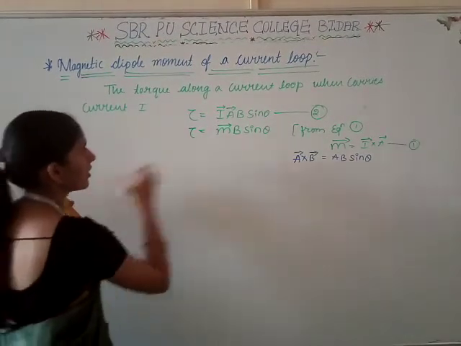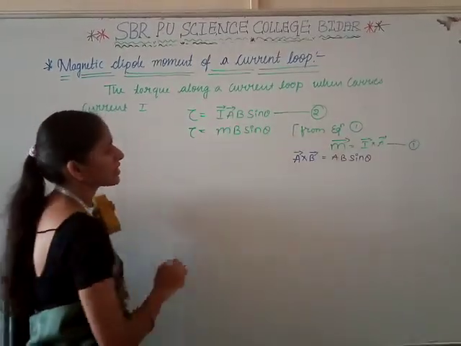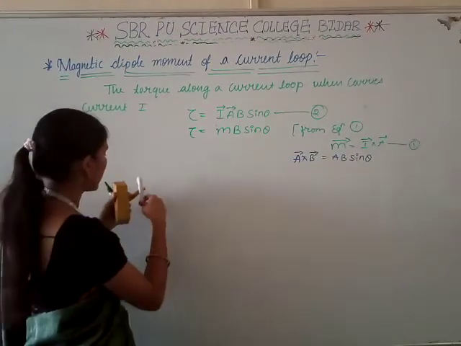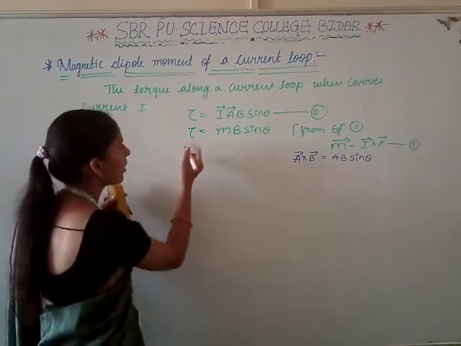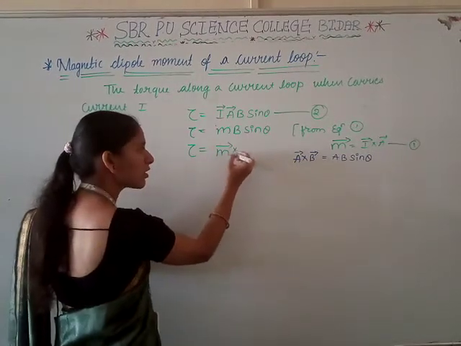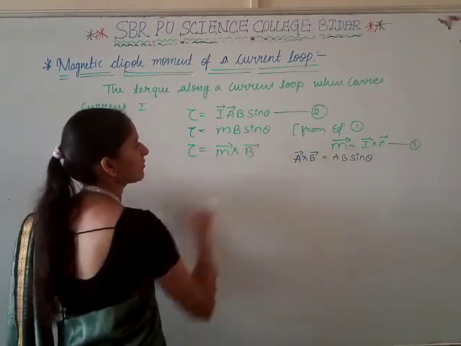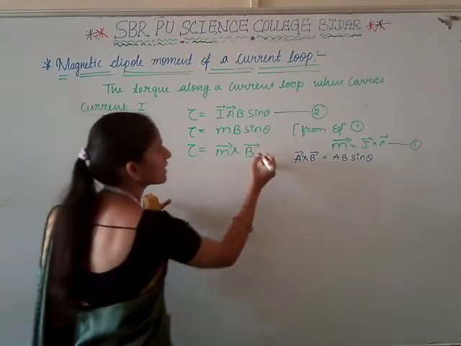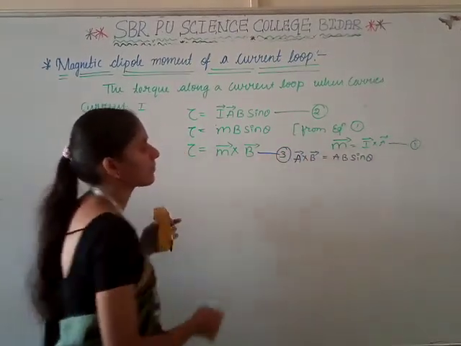That is tau is equal to MB sin theta. Now we can write this one as tau is equal to vector M cross vector B here. Consider this as equation 3.